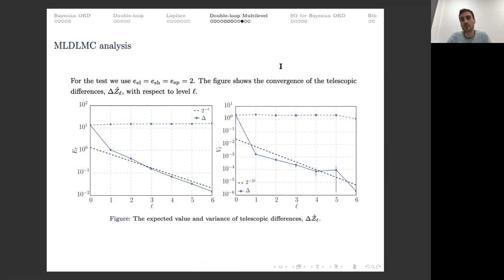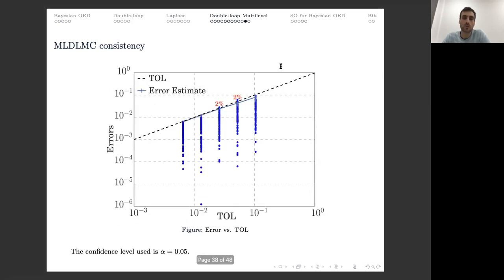So if this is satisfied, the multi-level double loop Monte Carlo should work properly. And what I mean by that is that we should achieve the tolerance with a minimum computational cost. This is the consistency plot showing that as we decrease the tolerance, the error decreases as well. And here we did it for a confidence parameter of 5%. So that means that 5% of our simulations may give us some errors that are larger than our tolerance.